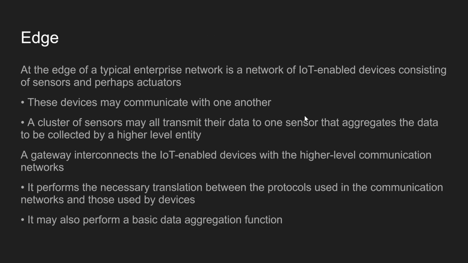Edge. At the edge of a typical enterprise network is a network of IoT-enabled devices consisting of sensors and perhaps actuators. These devices may communicate with one another. A cluster of sensors may all transmit their data to one sensor that aggregates the data to be collected by a higher level entity. A gateway interconnects the IoT-enabled devices with the higher level communication network. It performs the necessary translation between the protocols used in the communication networks and those used by devices. It may also perform basic data aggregation functions.